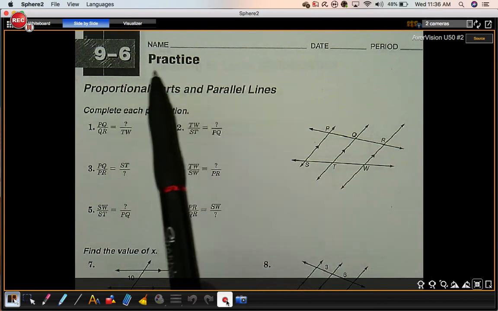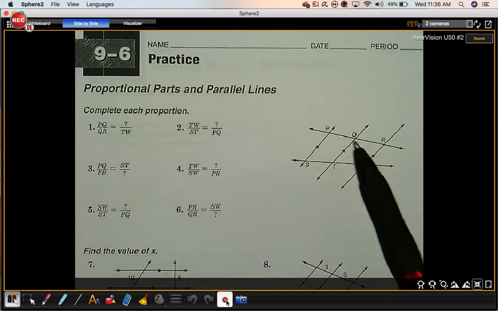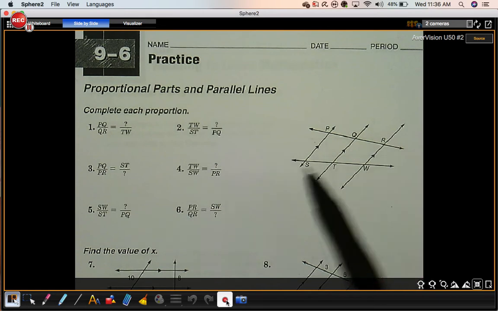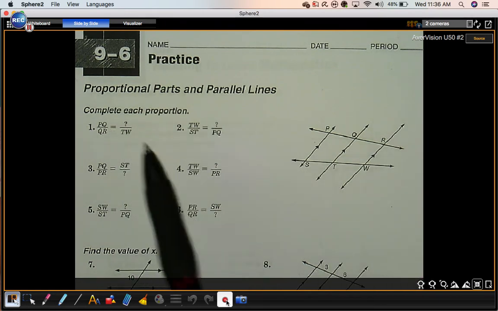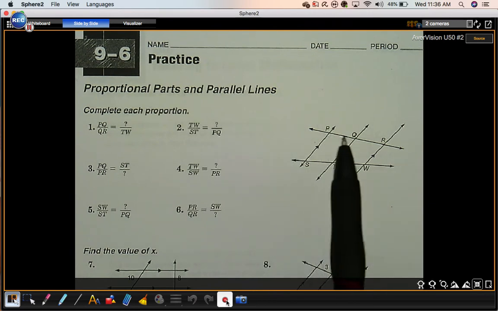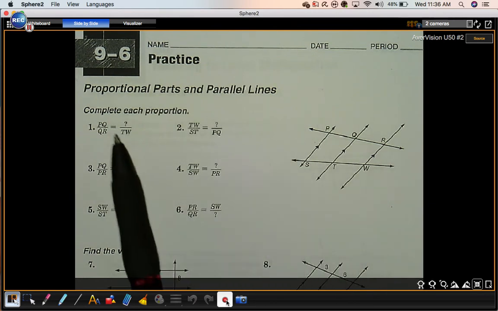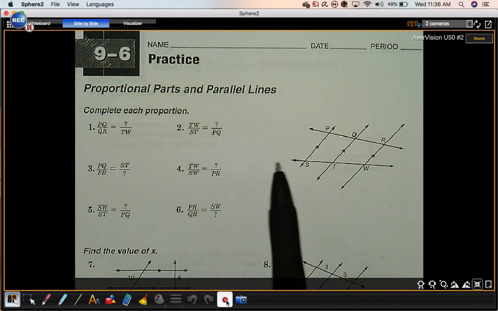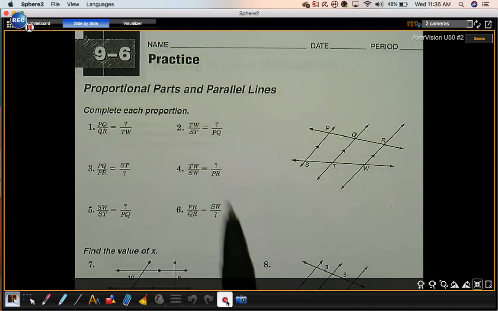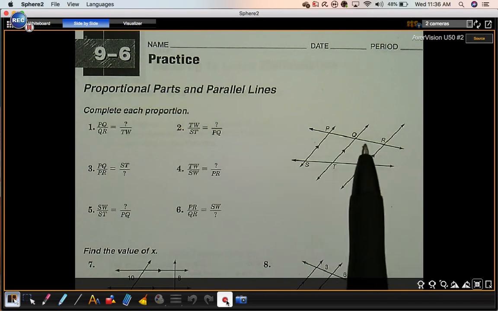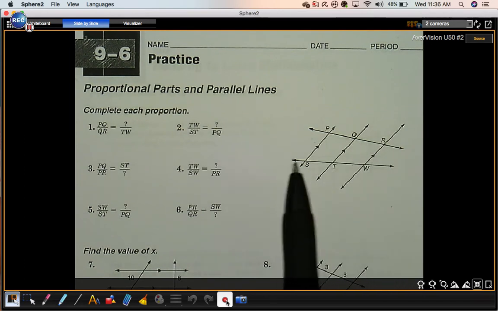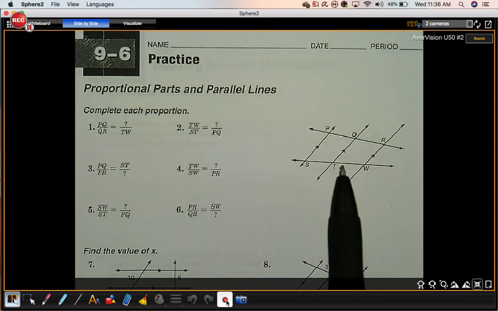This is section 9.6. It's the practice. We have a diagram with parallel lines and transversals. We want to line up the parts that correspond. I use my pen or my pencil or my finger to kind of trace over these segments as we name them. It makes it easier to see what goes with what. Segment PQ divided by segment QR must be the same thing as segment ST divided by segment TW.